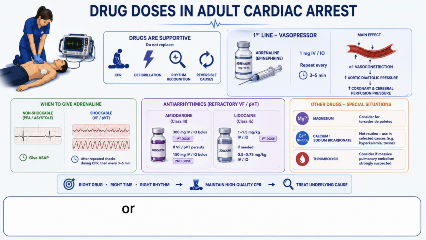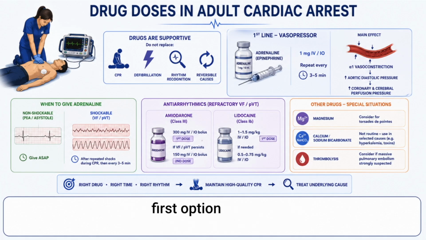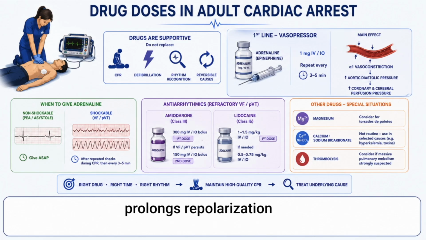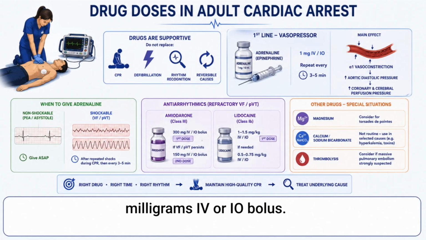For refractory VF or pulseless VT, we consider antiarrhythmic therapy. The first option is often amiodarone. Amiodarone is mainly a class 3 antiarrhythmic drug. It prolongs repolarization and helps stabilize ventricular electrical activity. The adult cardiac arrest dose is 300 mg IV or IO bolus. If VF or pulseless VT continues, a second dose of 150 mg may be given.